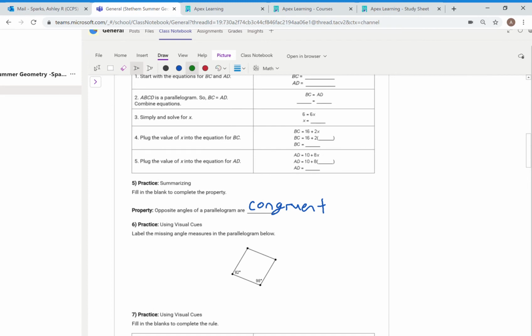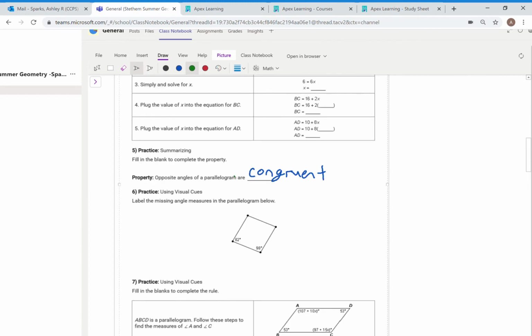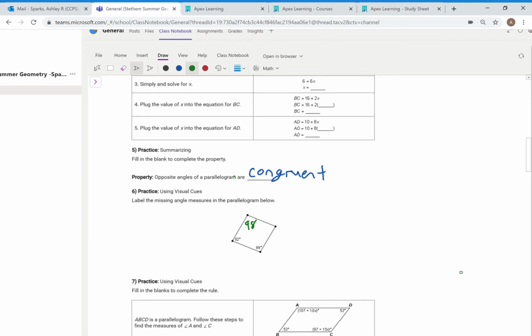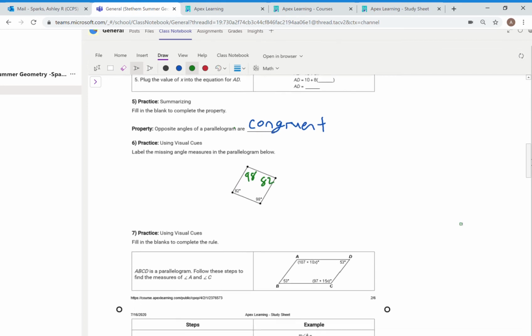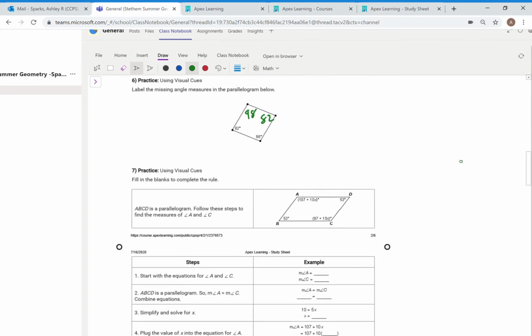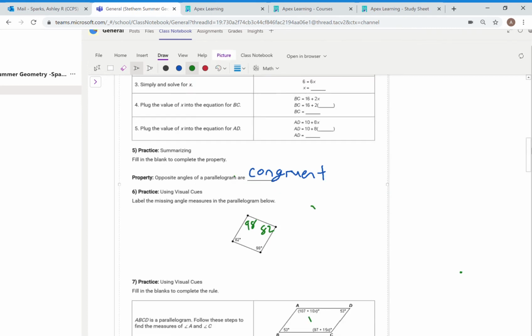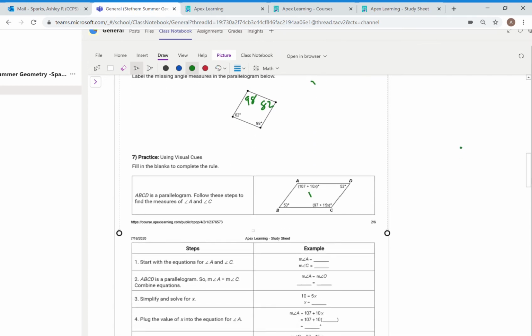Anyway, we know opposite angles are also congruent. So if I'm looking at this picture, this is 98. This opposite angle is also 98. This 82 is also 82. Thus, on a problem like this, I could also solve just like what I just did. So these two would be equal to each other.